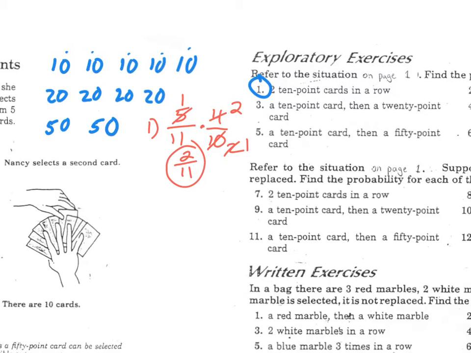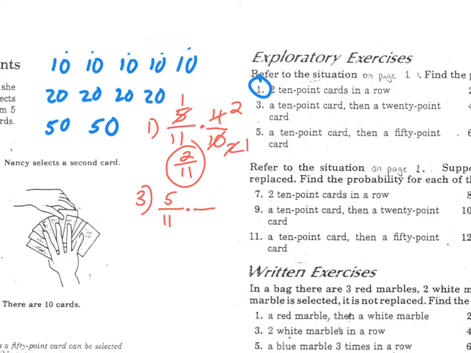So let's go ahead and do number 3 together here. I'm going to skip over number 2. I'm going to have you go back and do that one on your own. Let's take a look at number 3 here. What's the probability that I get a 10-point card and then a 20-point card? Well, the 10-point card is the same as the last time. I've got 5 10-point cards out of 11.